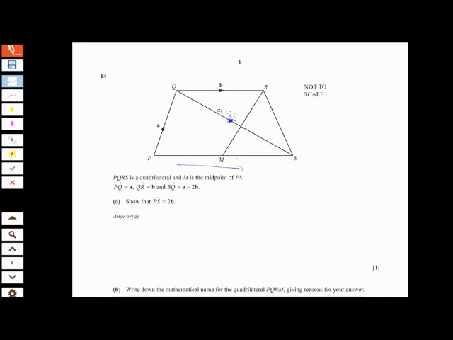So how to find that? PS equals PQ minus QS, because it's the opposite direction, so negative. PQ is A, minus A plus 2B. Change the sign because of the opposite direction. A minus A, that simplifies to 2B. Alright, shown.